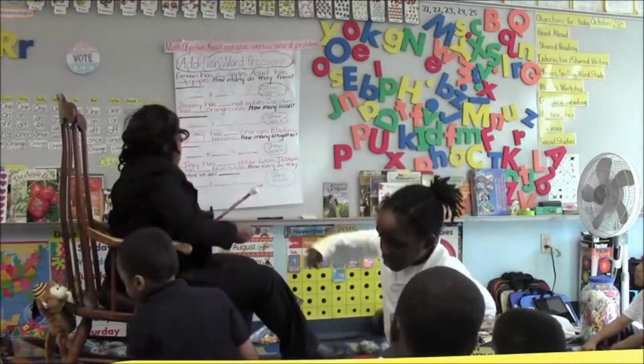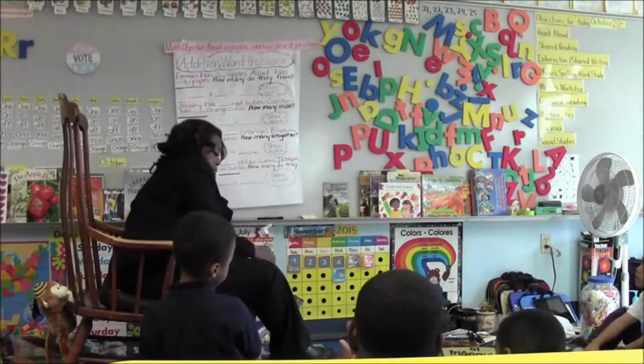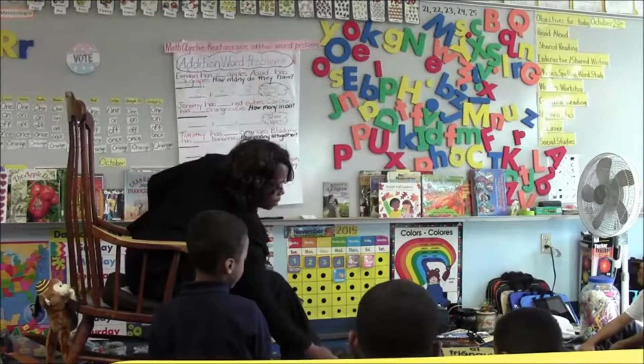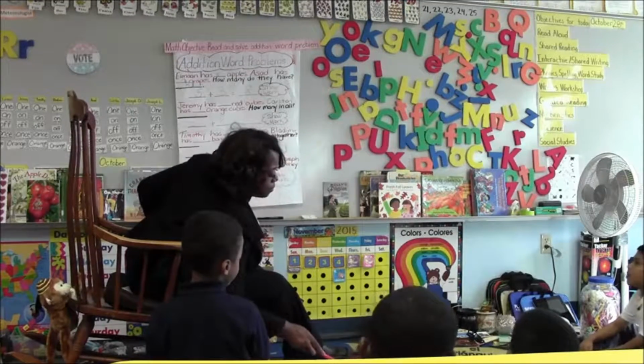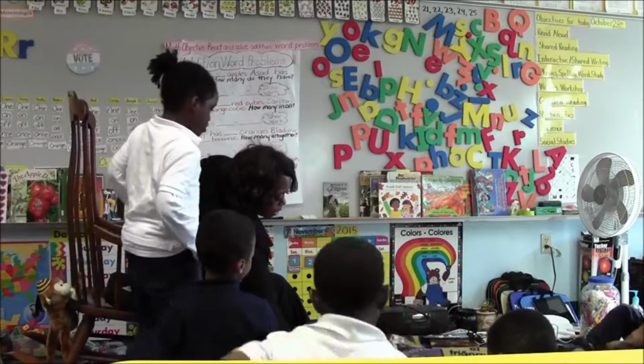Stand on the brown carpet. All right? Jeremy has blank red cubes. Jeremy doesn't know how many red cubes he has, does he? Let's read that sentence again, everybody.